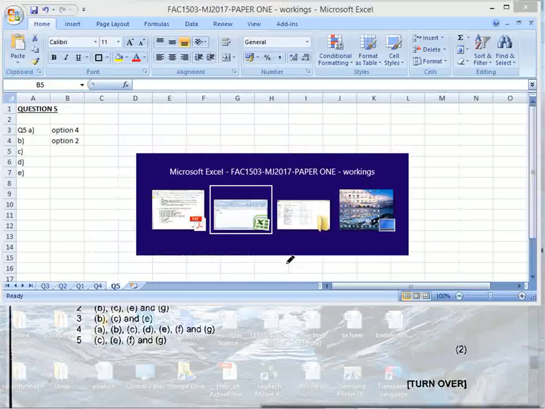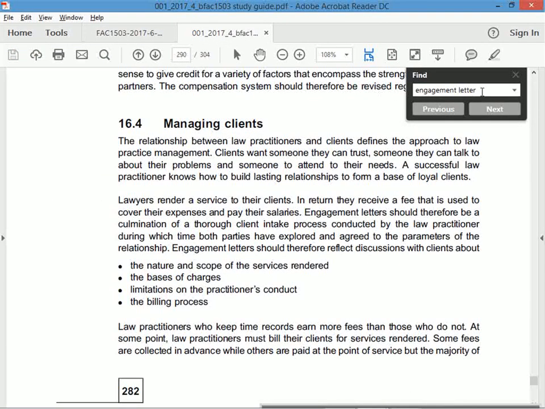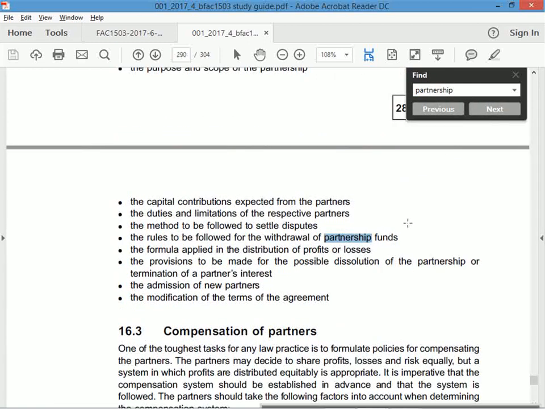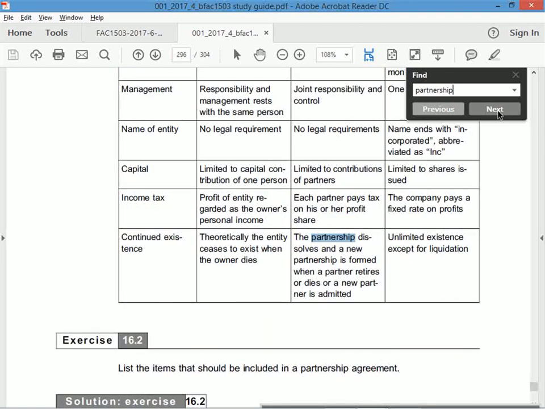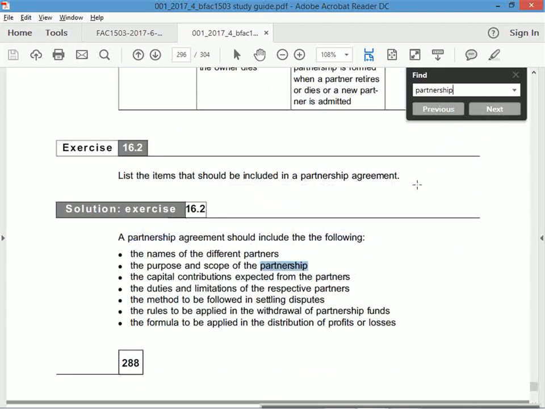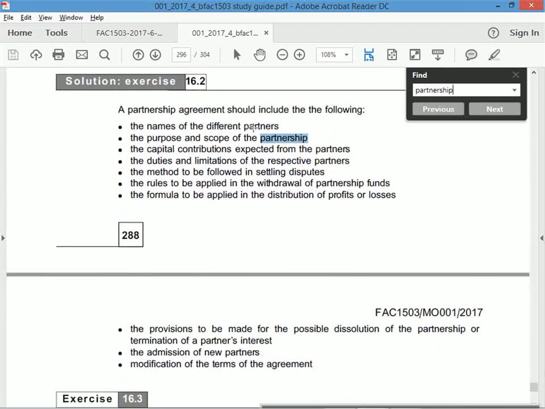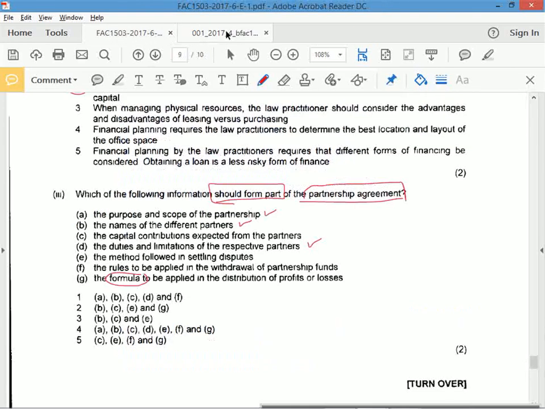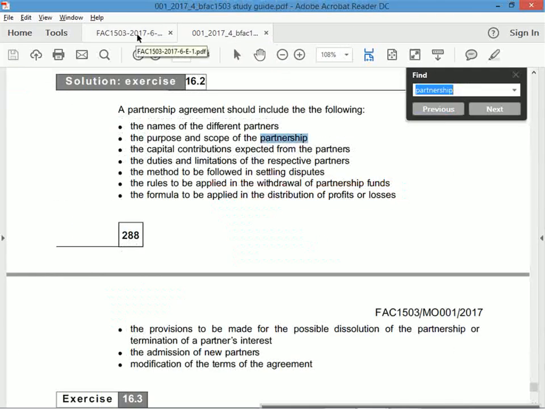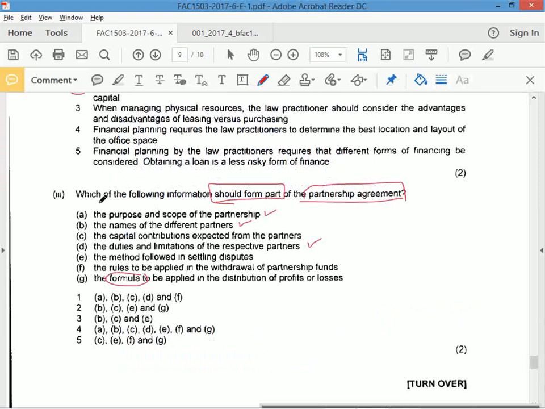Okay, so just to show you the list here, let's go back to the partnership. There we go. A partnership agreement should include the following. Alright, names of the different partners. Names is there, purpose is there, capital is there, duties is there, method following. Okay, so all of it is covered. Rules to be applied withdrawal and formula. Okay, so perfect. It's 1, 2, 3, 4, 5, 6, 7.